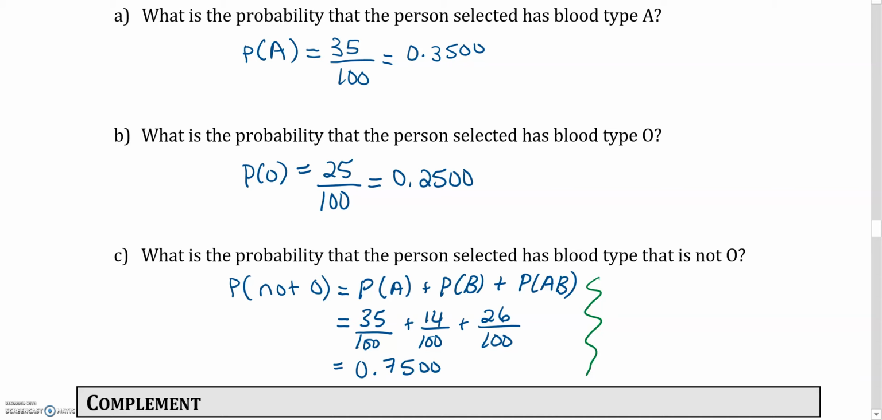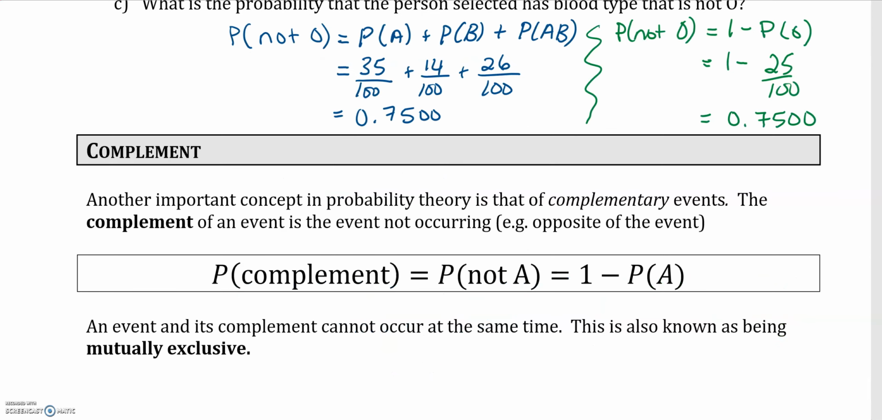So another way of thinking of this problem is that either a person is type O or they are not. And we know that 100% of people will fall into one of those 2 categories. So either you are type O or you're not. And we can calculate the probability of not being type O as being 1, so 100%, minus the probability of the people that are type O. This can be calculated by 1 minus 25 over 100, and reported to 4 decimal places is 0.7500.